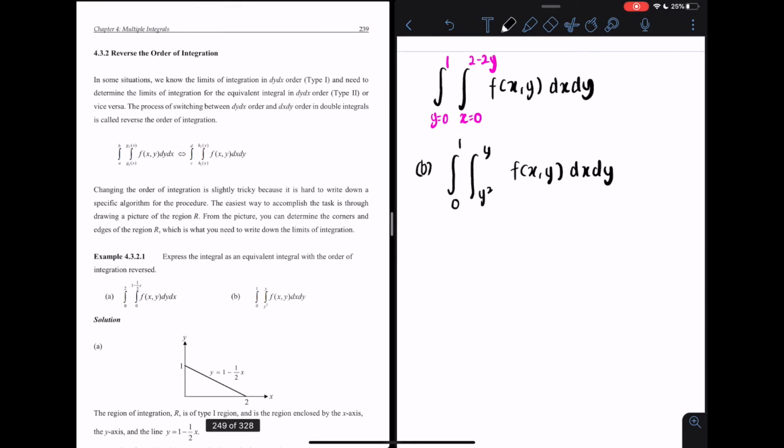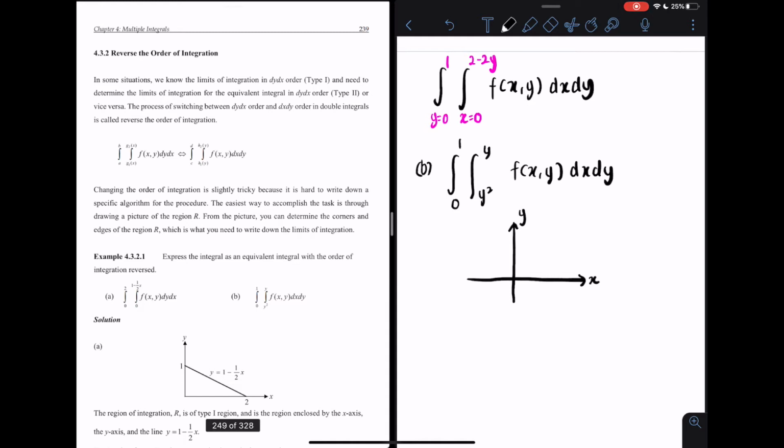I have to be clear with the question given to me, which asks me to express the integral as an equivalent integral with the order of integration reversed. If the question gives me a type 2 integral, as in this case, I have to be able to rewrite it into a type 1 integral. Okay, so right now what should I do? I have to sketch the region R based on the limits given to me. At this point, the region R always lies on the xy plane, a two-dimensional coordinate system that involves the x and y axes.